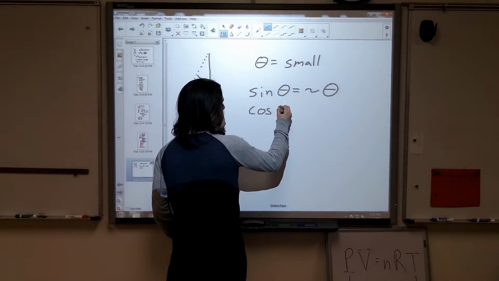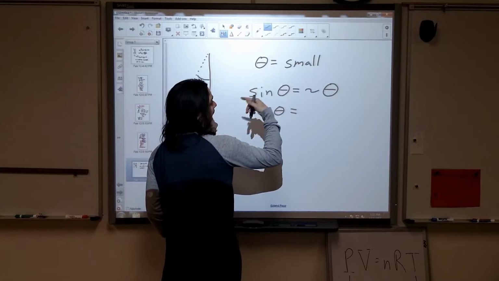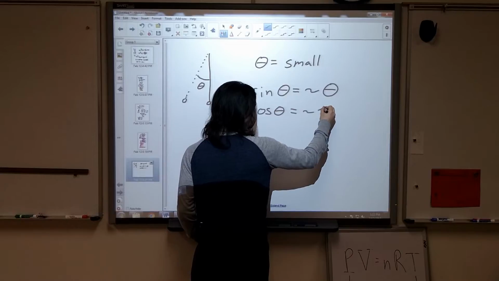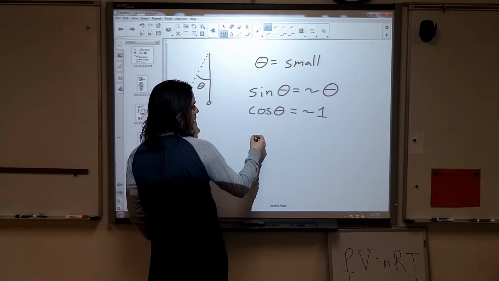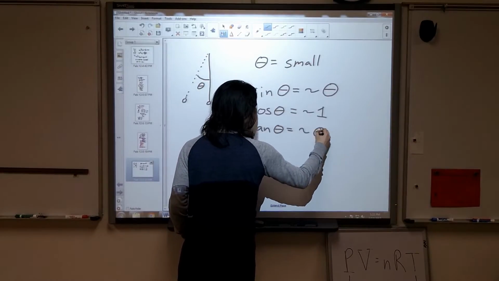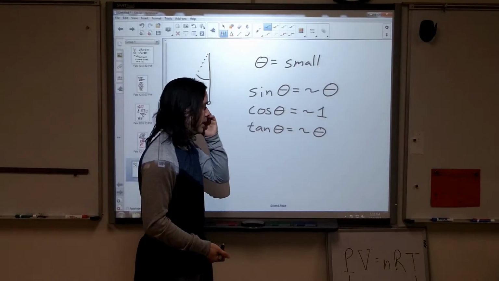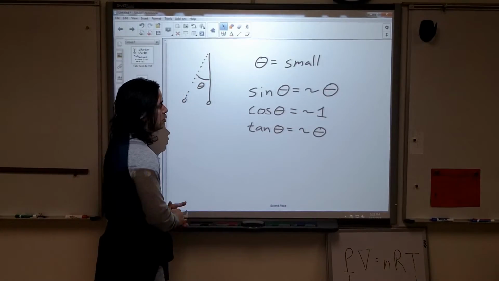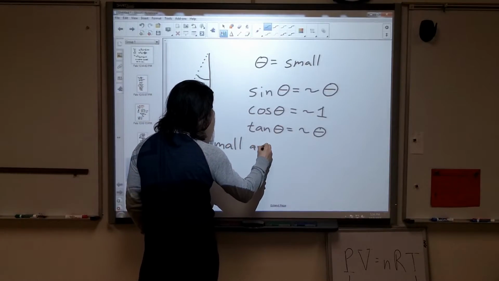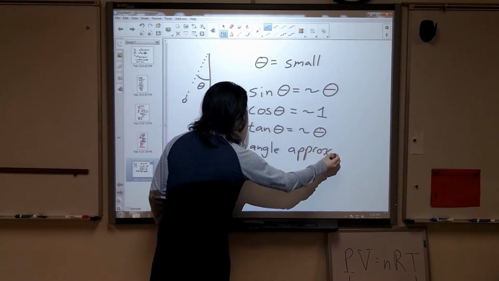You'll also find that cosine, and all of this is in radians, so convert the angle to radians and set your calculator to radians so that you can get the actual result. But cosine of theta is going to be about 1, and tangent of theta is about theta, because it would be sine divided by cosine, which is theta divided by 1, which is just about theta. So whenever you're dealing with something in engineering that is called small angle approximation, this is what they're doing.